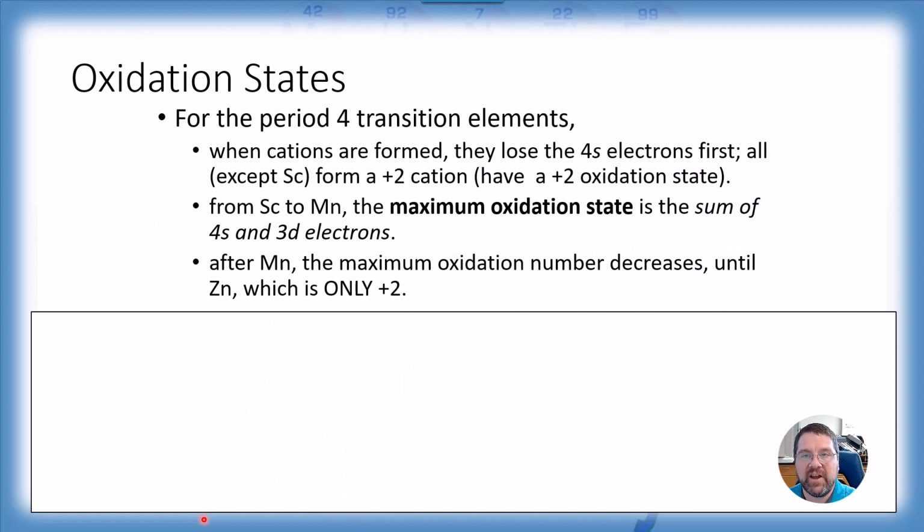So when we look at the oxidation states and we consider the transition metals, so for the first row, the period 4 transition elements, these would be the ones in the 3d level.